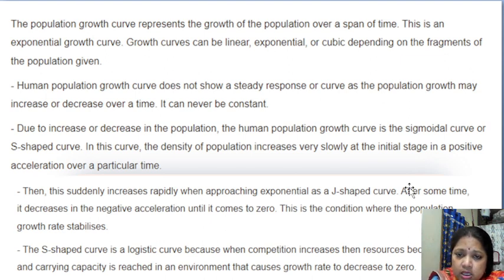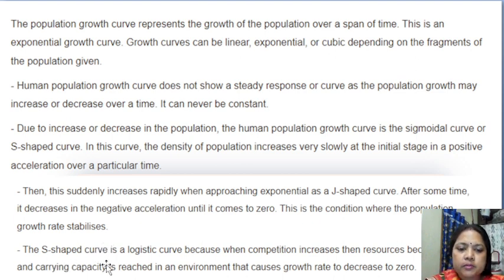In the first phase, there is very slow growth at the initial stage, in a positive acceleration over a particular time. This is the positive acceleration phase, in which, with increase in time, the population increases very slowly. Then it suddenly increases. In the second phase, it increases rapidly, approaching exponential as a J curve, and after some time it decreases in negative acceleration until it comes to 0. This is the condition where the population growth rate stabilizes, with no further increase.